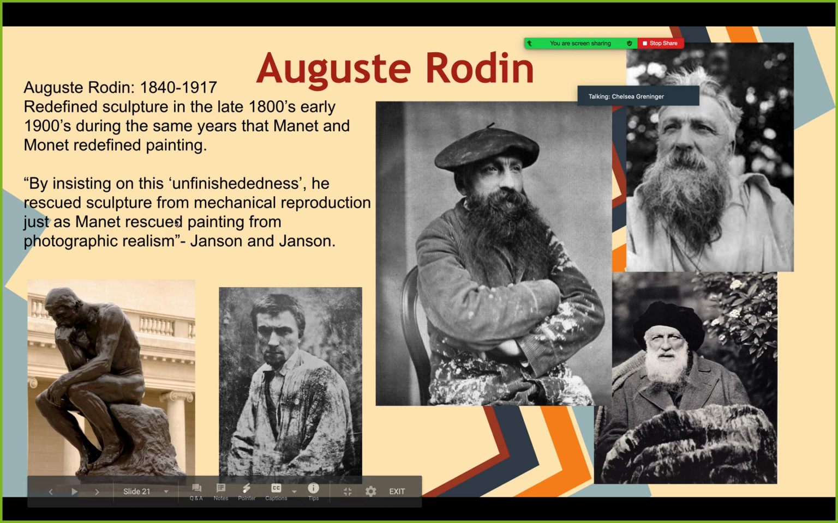This is a nice quote that I think defines and places him in the time period really well because he was making work around the time that Manet was painting and Monet was painting his water lilies. "By insisting on this unfinishedness, he rescued sculpture from mechanical reproduction, just as Manet rescued painting from photographic realism." So Rodin is starting to leave parts of the stone in there, and he's using it as part of the sculpture for metaphorical reasons. This is a bronze cast of The Thinker.